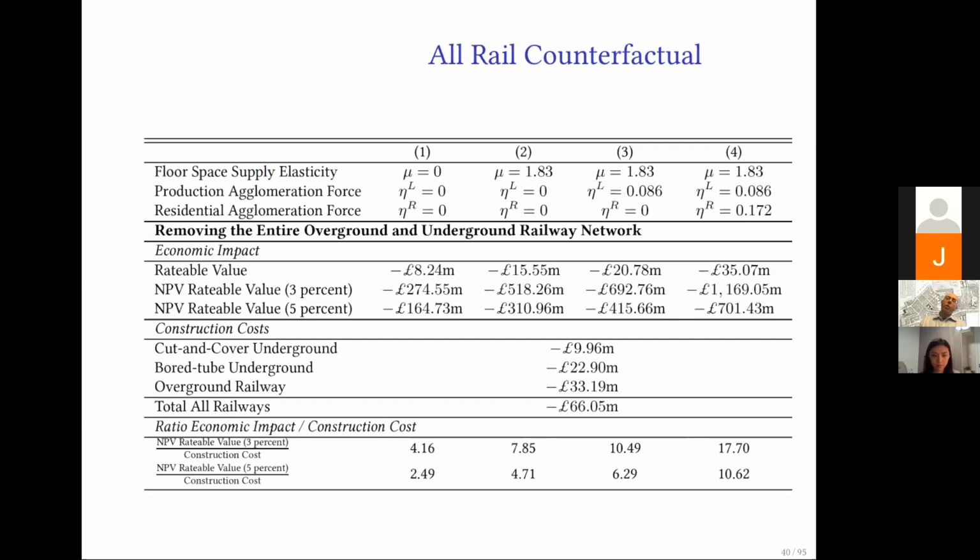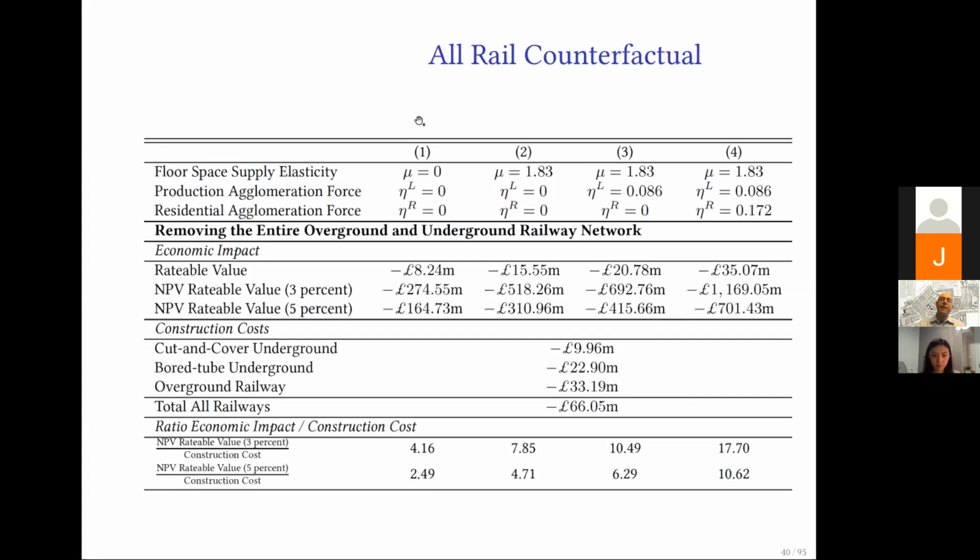And then one of the things where I want to spend most of my remaining minutes is where we use the model to generate counterfactual changes in the value of land and buildings. We then compute the net present value of those changes in the value of land and buildings, and we compare them with historical estimates of the cost of constructing the railway network. And so these are the counterfactual predictions for removing the whole railway network under different assumptions.